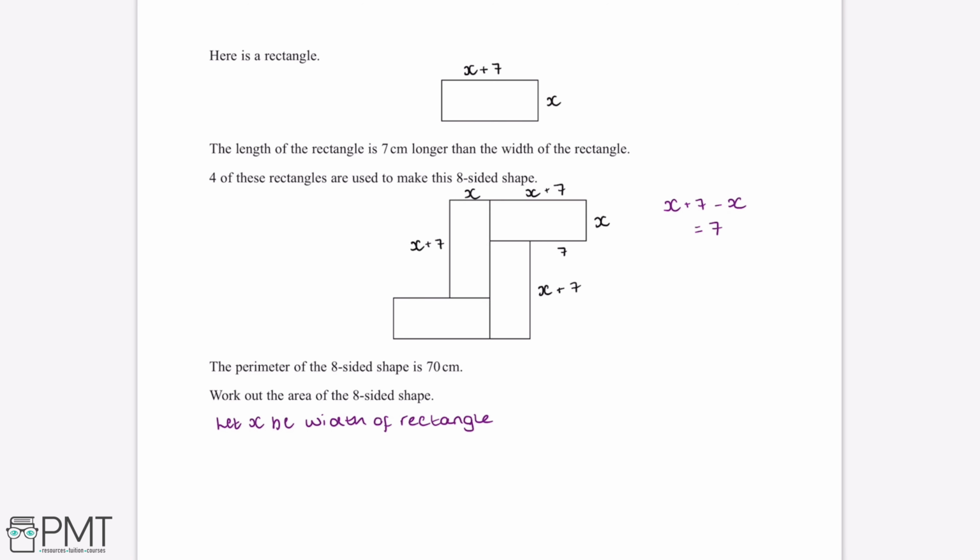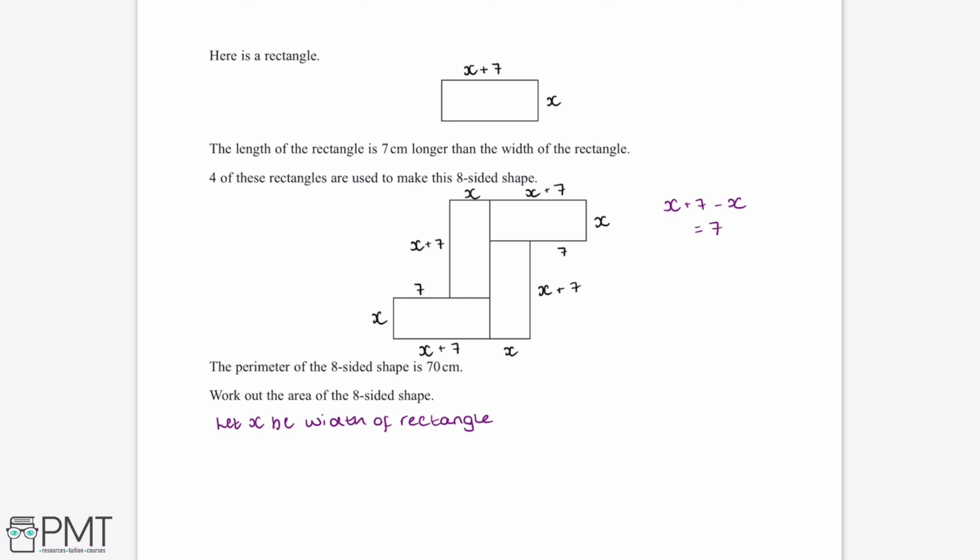This is a width, so will be x centimetres. This is a length, so will be x plus 7 centimetres. The next side is a width. And then finally we have another side which will be equal to 7 centimetres. Because again, this is a length, and then this shorter side here is a width.